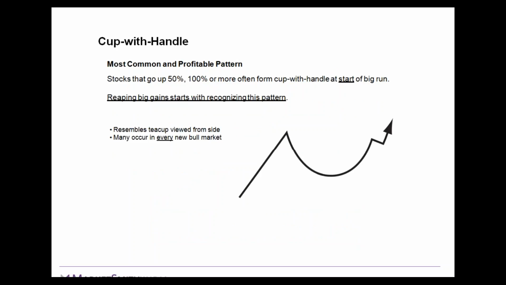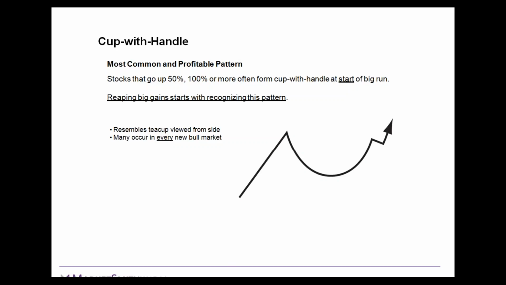Okay, so we'll go over some of these patterns in more detail. We'll talk about their characteristics and so on. We'll begin with our first pattern, which is cup with handle. We'll be discussing 3 patterns here: cup with handle, flat base, and a double bottom base.